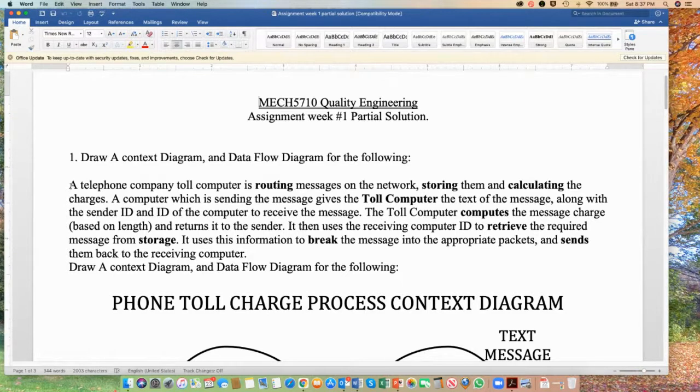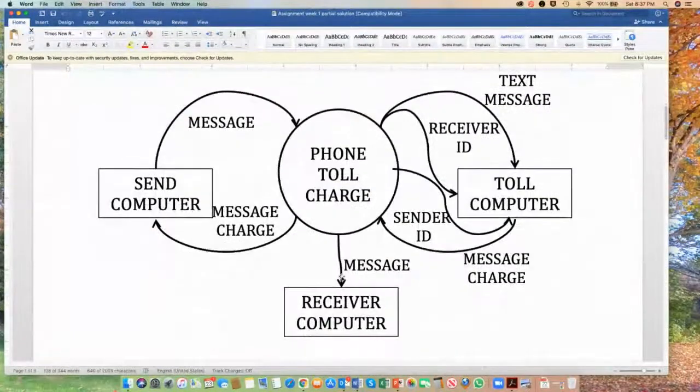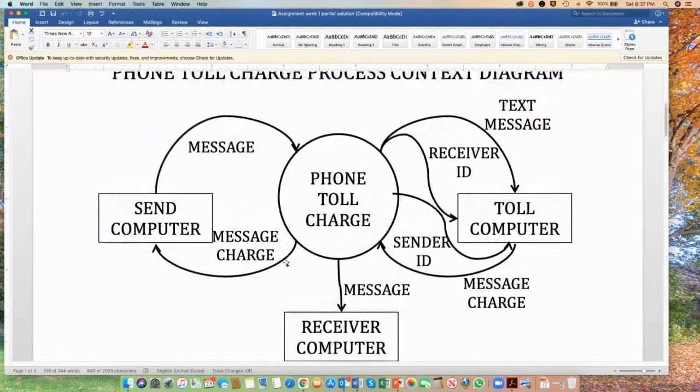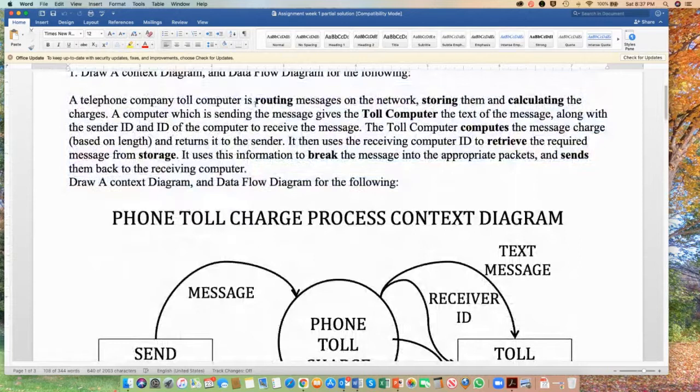So essentially, what I give you is a problem definition, and I give you the context diagram. For instance, in the early days of the internet, messaging was going through phone lines, and how do you charge for the messaging? So what you want to do is read any verb in here. Anytime there's a verb, there's a process. Routing the messages, storing the messages, calculating the charges. These are all processes that are going to go in your data flow diagram.